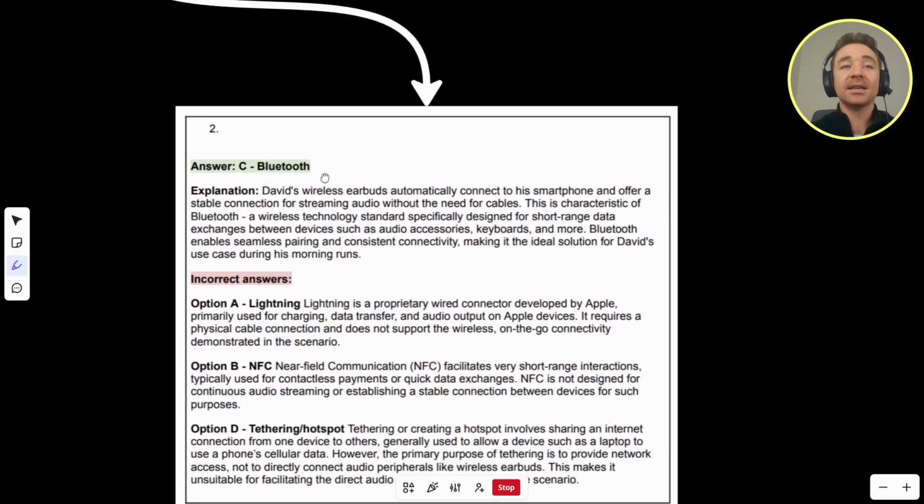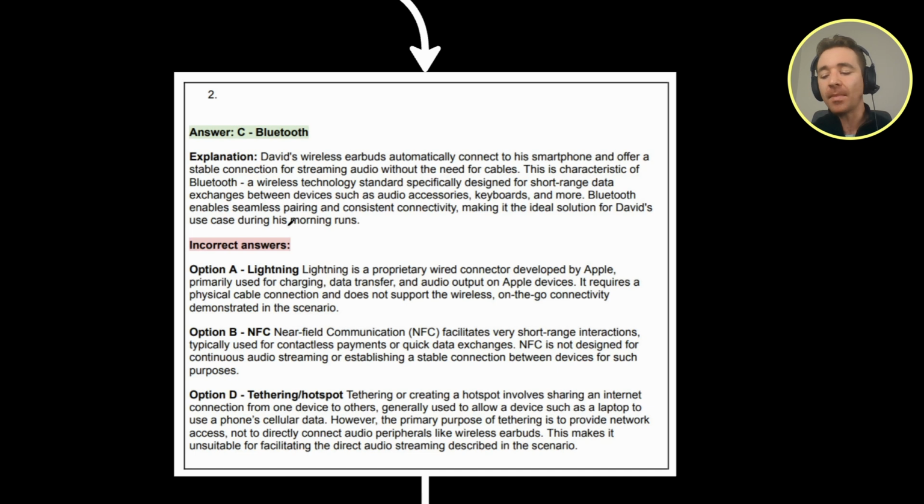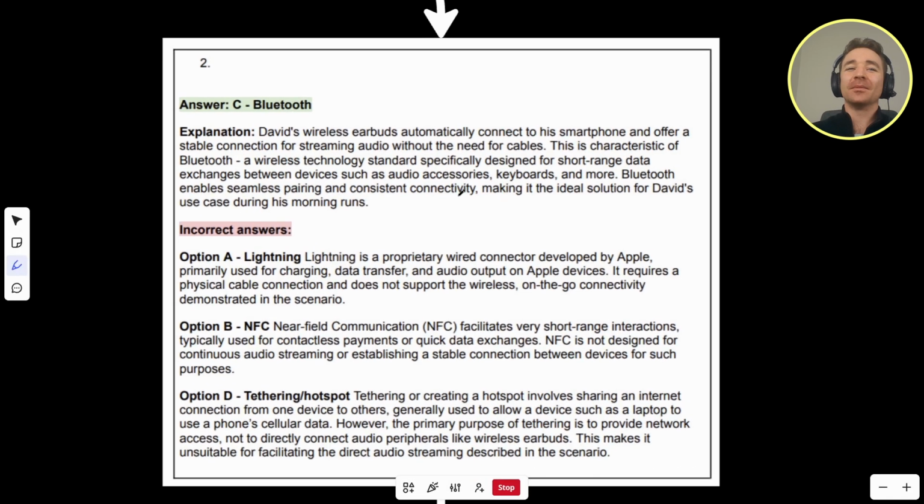The answer is C, Bluetooth. So again, if we're connecting things in our personal area network, like headphones, a mouse, or a keyboard, that's going to be Bluetooth, right? Think about personal area network. It's in your personal space bubble. It's going to be Bluetooth, right?